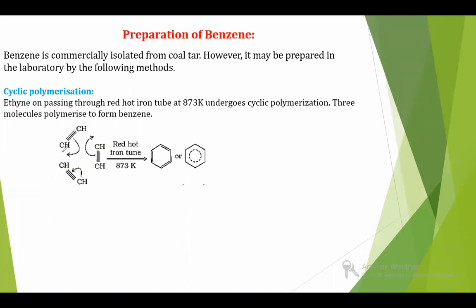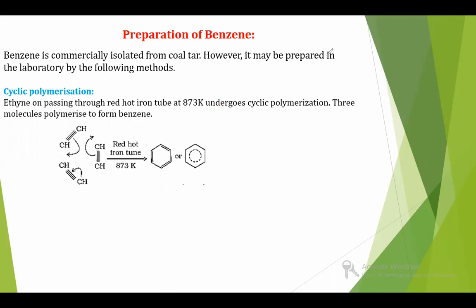Between them, if it donates, it forms a single bond. So alternate double and single bonds form benzene. This is a simple method of preparation: cyclic polymerization. Ethyne treated with a red hot iron tube at 873 Kelvin gives benzene. That is one of the methods.